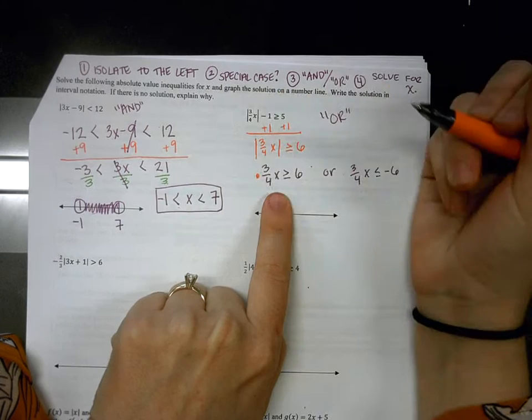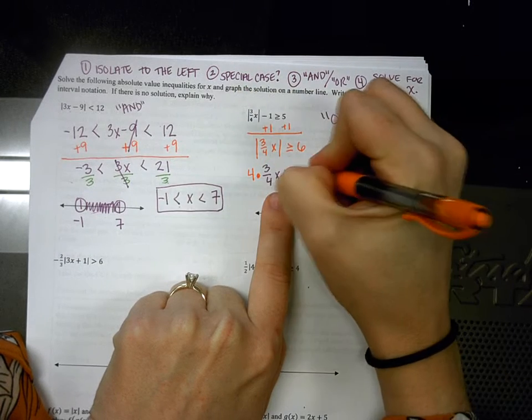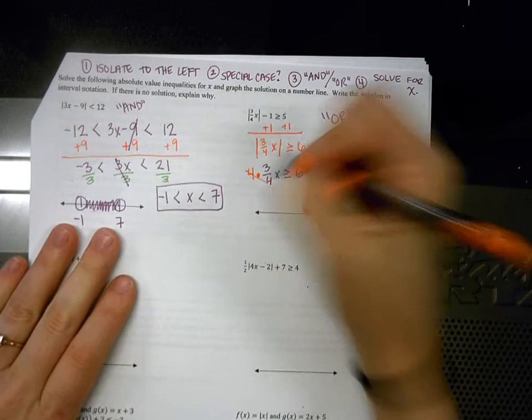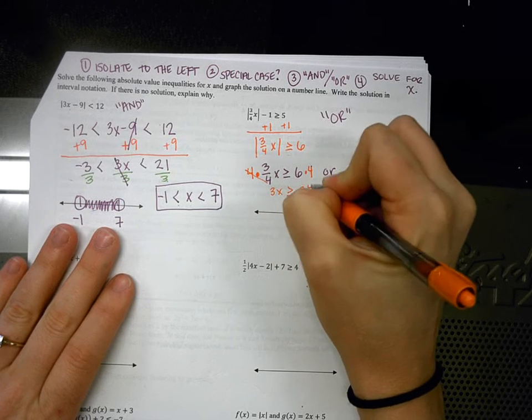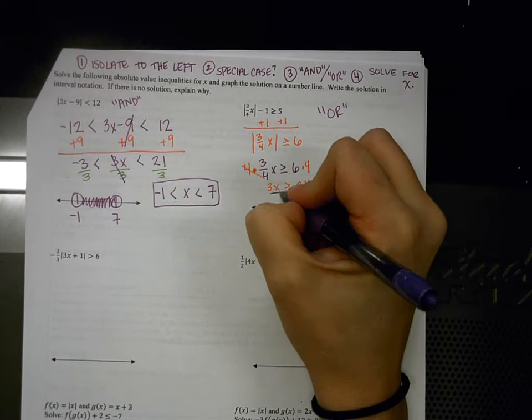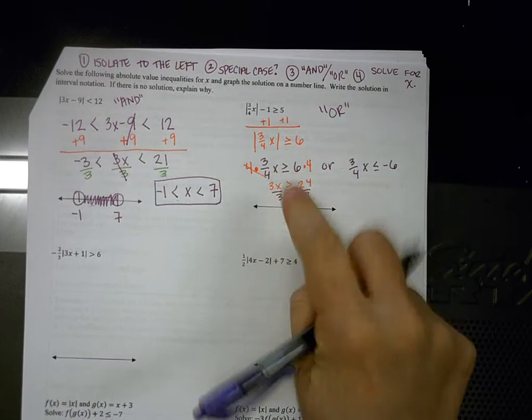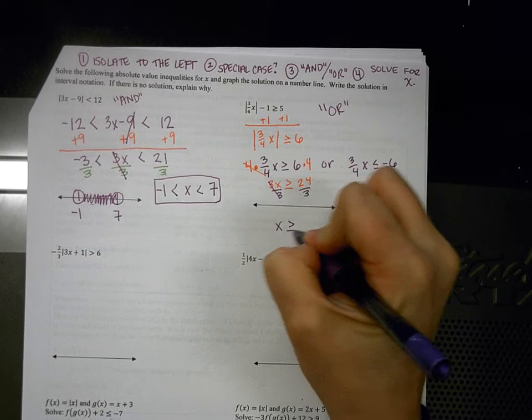Multiply by 4. Okay, so I heard multiply by 4 to each side. So I get 3x is greater than or equal to 24. What do I do now? Divide by 3. I'm going to write my answer below. X is greater than or equal to 8.